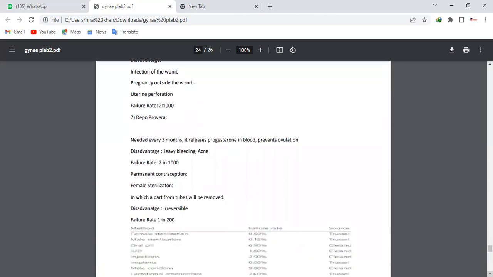And the remaining is Depo-Provera. It is basically an injection you are supposed to get every 3 months. And for this, again, you have to be very compliant with it. Otherwise, that might not work. It works by preventing ovulation. The disadvantages are heavy bleeding and acne, and the failure rate is 2 in 1,000. What do you think about these options available?